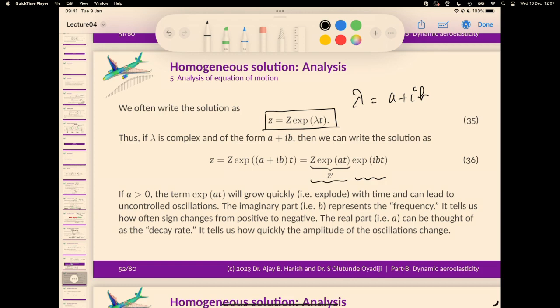If you think about it, if a is positive, with time this is going to grow very fast. It's going to increase rapidly. If a is negative, this is going to decrease very fast. So b represents our frequency of oscillation, but a says how fast this is going to damp out. So if a is less than zero, then we have a stable system. If a is greater than zero, an unstable system. It's going to oscillate uncontrollably. So a equal to zero is our boundary of flutter.